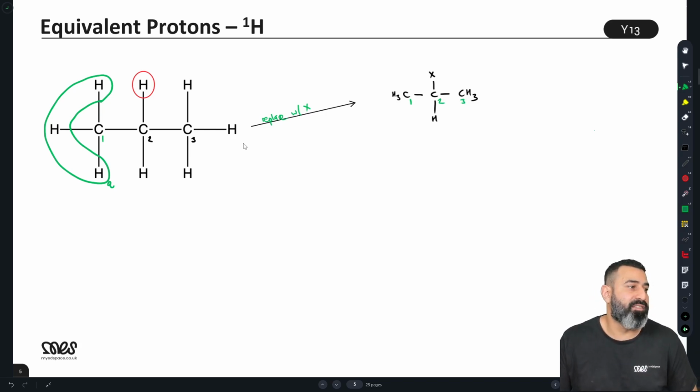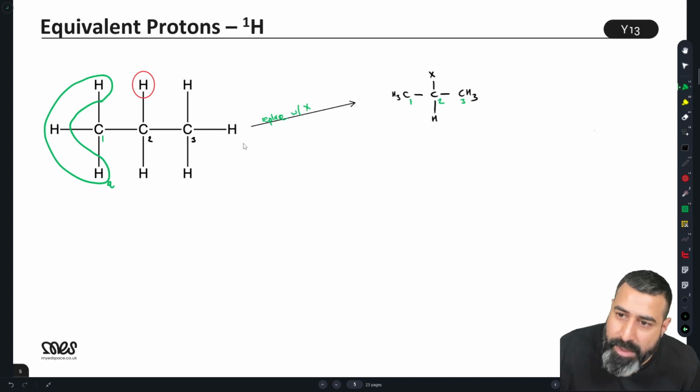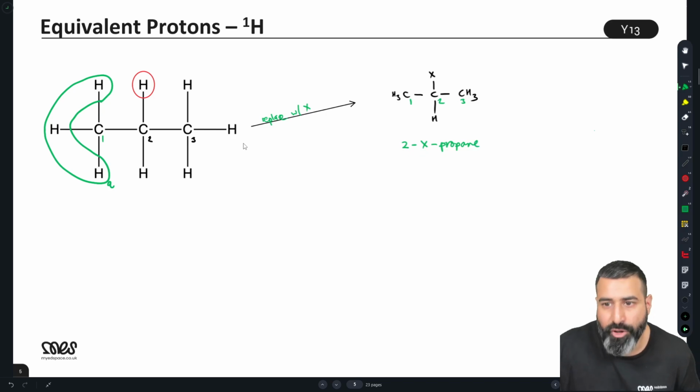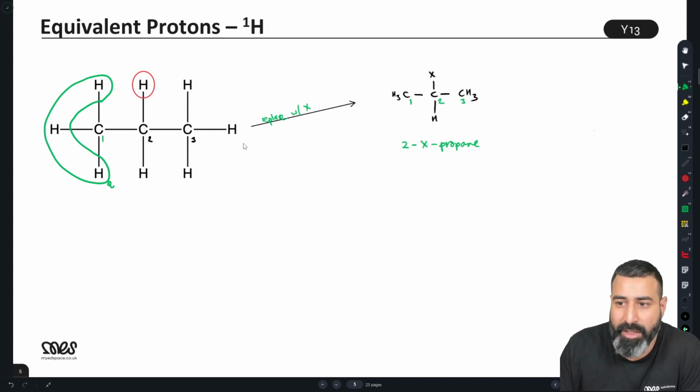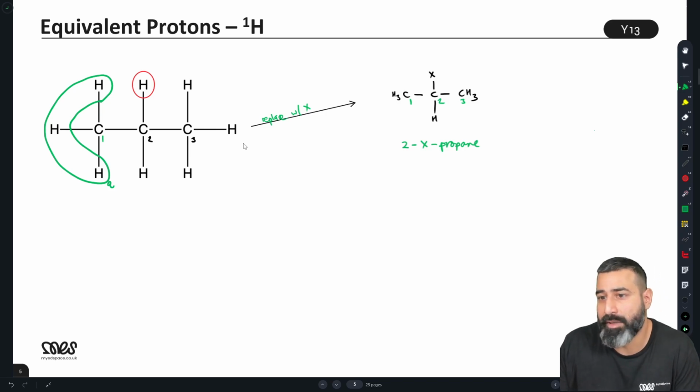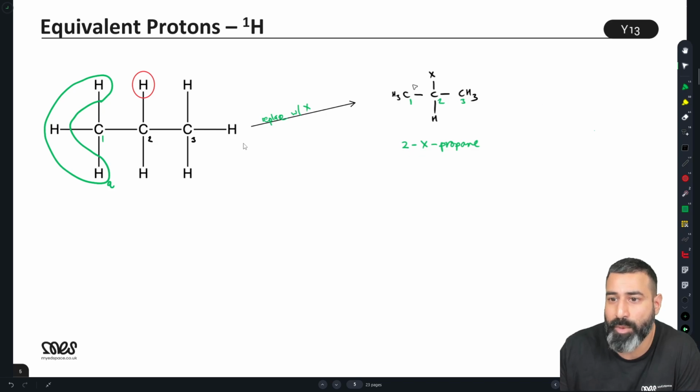Is that the same as the first example? Well, no, because when we start naming, this is going to be 2X propane, which is different from 1X propane or 1-chloropropane. It's a different molecule, right? So they're isomers, so these are going to have different chemical environments. So these are not equivalent.